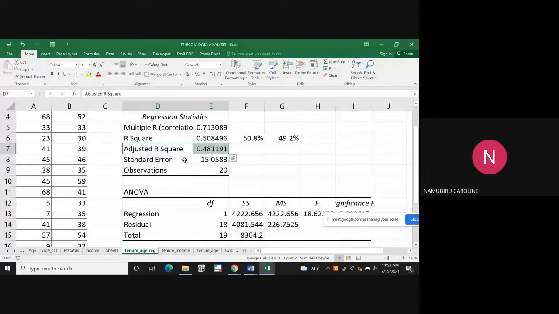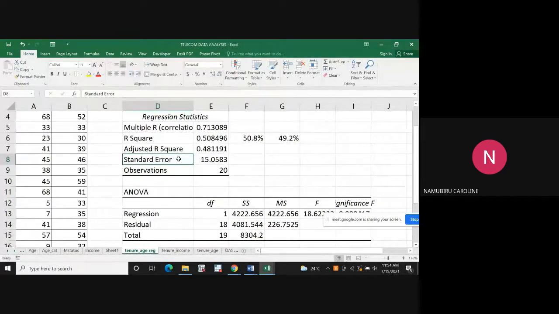Then, of course, we have the standard error. In regressions, we normally have something called the error term. So this standard error is basically the estimate of the standard deviation of the error. It is not the same as the one we had in our descriptive statistics, take note, but it is basically the standard deviation of that error. And it gives us ideally the level of precision for the regression coefficients, as we are going to see.